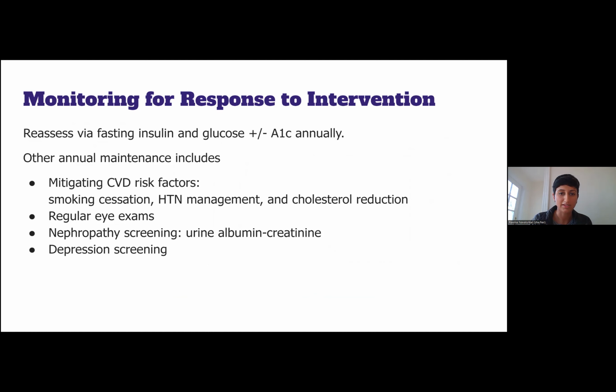Okay, so the answer to Austin's question is the general recommendation is to do these things at least annually. And if you are kind of looking for a trend over time, then 6 months to a year is also reasonable to do.